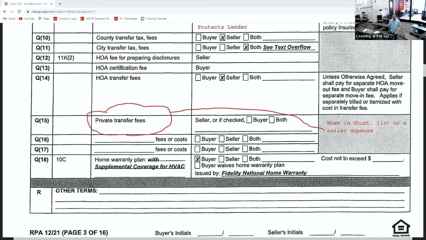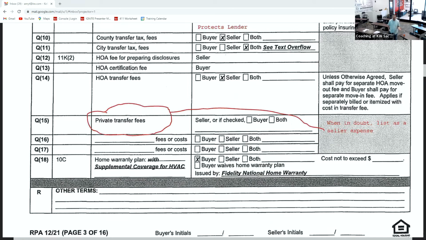public trust. So if you don't know whether or not there is a private transfer fee that's applicable, if you're dealing in a property in Roseville or Rockland and it's a fairly newer neighborhood, if you're on the buy side, you probably want to allocate the seller. You would leave it blank, but the seller would take care of it.